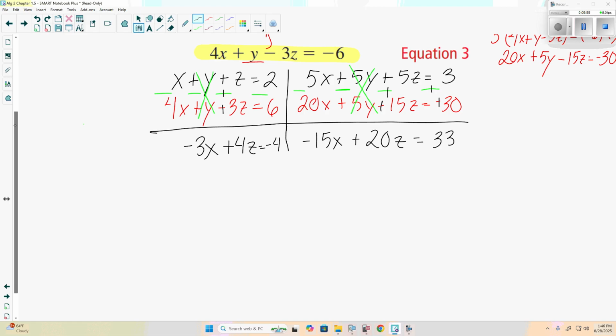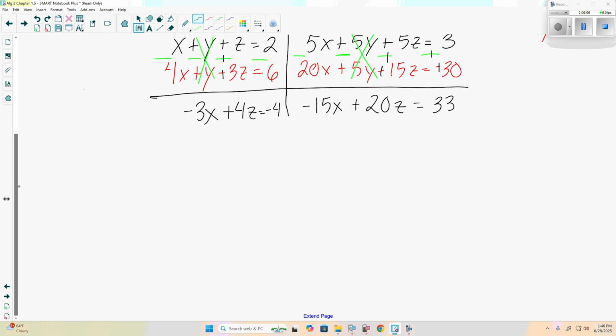Which variable do we want to eliminate next? So x or y? X? Yeah. So, and we would indeed use the equation on the right. We're going to have to scale it up. So to get 3x to be the same as 15x, we need to multiply our 3x plus 4z by 5. We'll also have to multiply the negative 4 by 5.